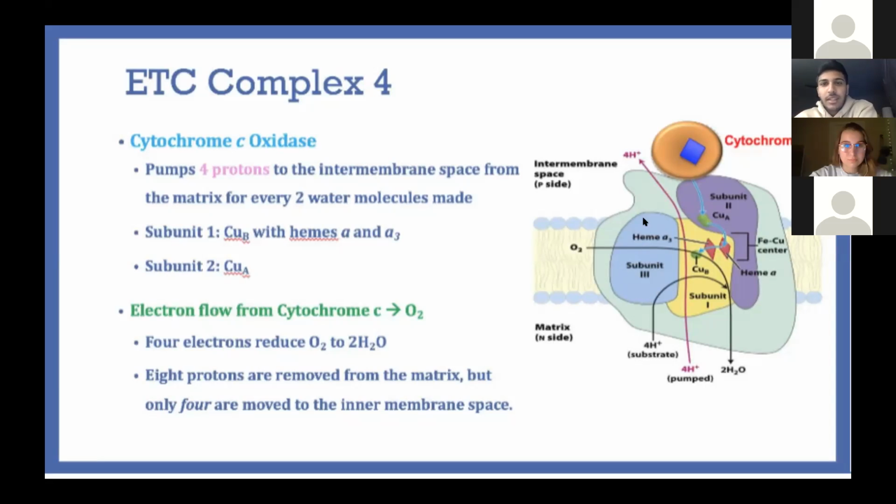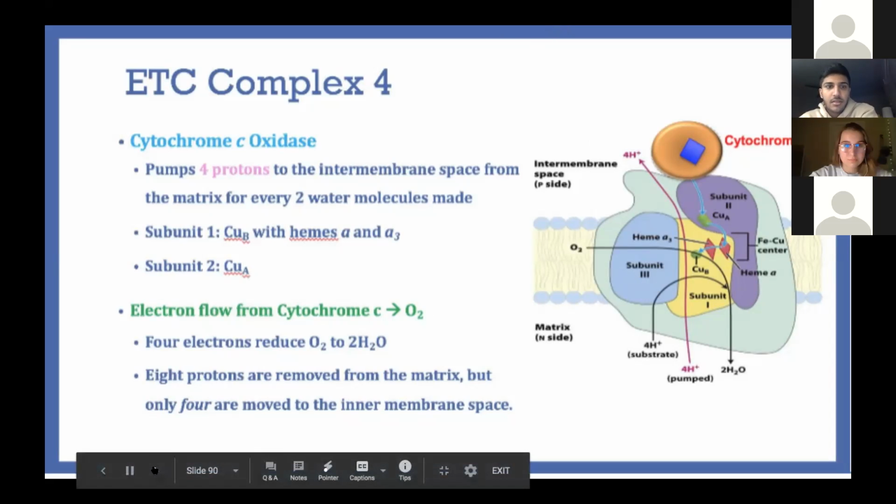Subunit 3 is not important, so just ignore that. But these are the 2 main ones you guys have to know. And just know that complex 4 is the last part. Once oxygen binds, it's going to accept those electrons, and it's going to be the final electron acceptor. And then we're making water because that O2 gets reduced to 2H2O. And so that's essentially what happens.